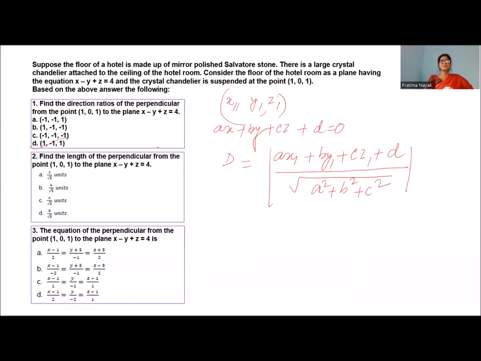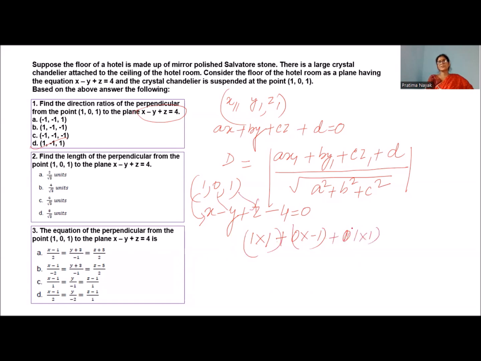So here the plane is x minus y plus z is equal to 4, or I'll write x minus y plus z minus 4 is 0. And what is the point? The point is (1, 0, 1). So 1 will be multiplied with the coefficient of x, which is 1 here. 0 will be multiplied with the coefficient of y, that is minus 1. And 1 will be multiplied with the coefficient of z, that is again 1. And here d is minus 4. We have to take d to the left side of the equation, making the right side 0.